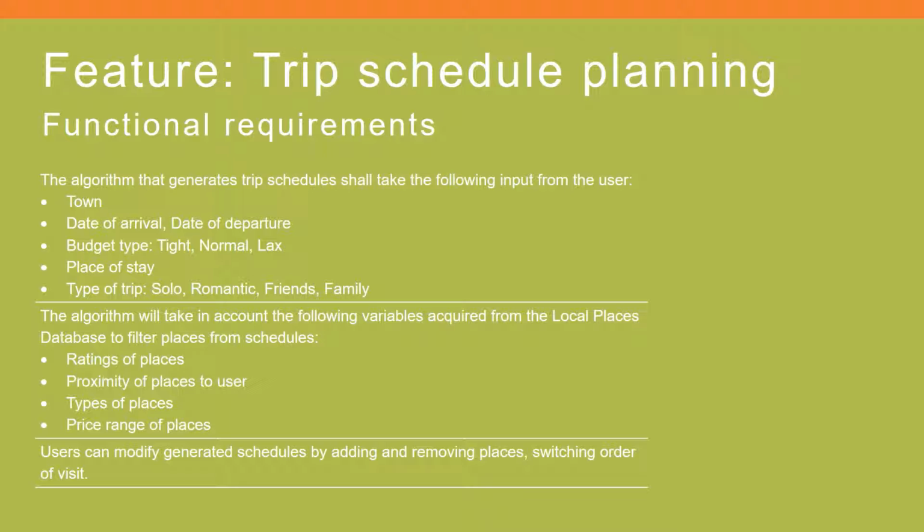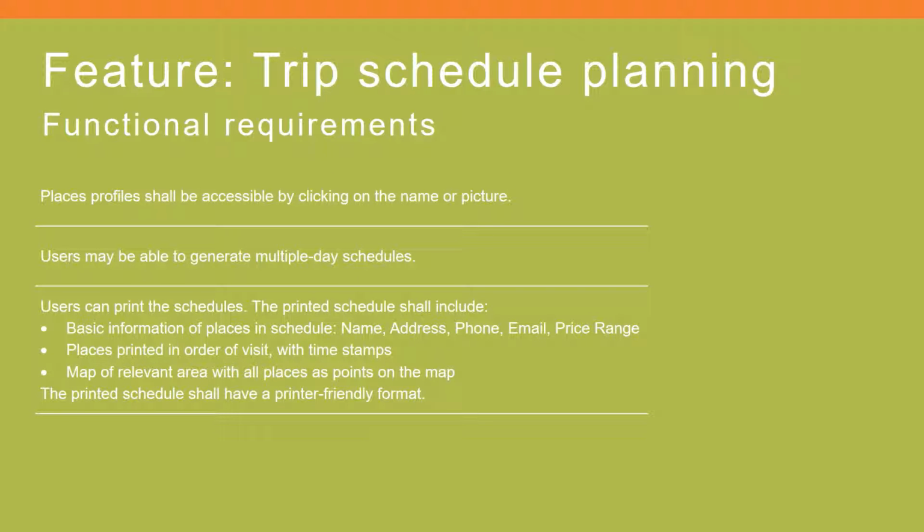3. Users can modify generated schedules by adding and removing places, switching the order of these places, etc. 4. Places profiles shall be accessible by clicking on the name or picture of the place once the schedule is generated. 5. Users may be able to generate multiple day schedules. 6. Users can print the schedules.